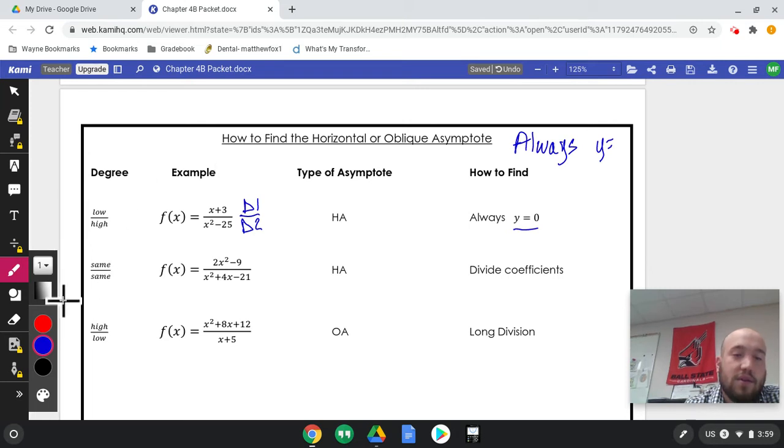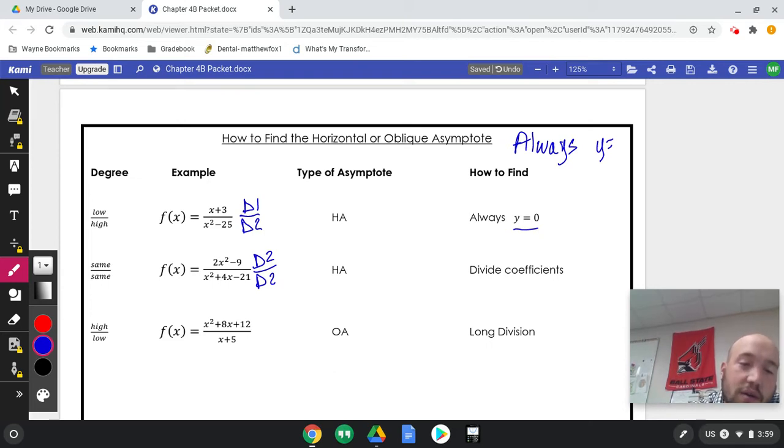Now, in this next one, if they're the same, you can notice 2x squared, so that's degree 2, over x squared, that's also degree 2. They are the same. If that is the case, we divide the coefficients. What I mean by the coefficients, we look at the leading terms in front of that x squared. So a 2 and a 1, 2 over 1 is just 2. And so our answer then would be y equals 2.